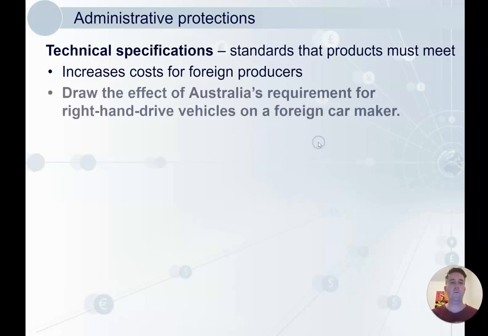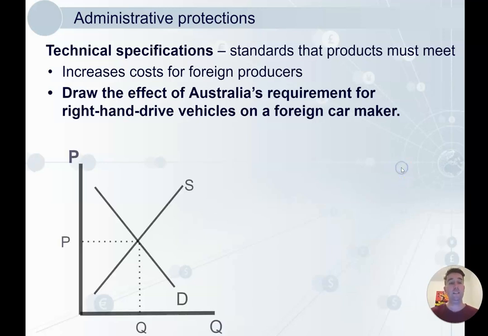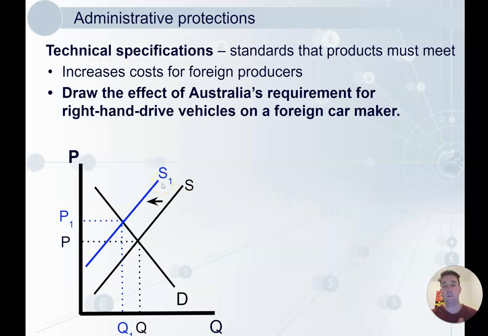Okay, so I want you to have a go. Draw the effect of Australia's requirement for right-hand drive vehicles on a foreign car maker. All right, so demand supply diagram, what's that going to do to a foreign car maker? Okay, this is what it's going to do. Demand supply diagram, boom, boom. It's going to decrease supply because it's going to increase their costs of production. It's going to be more expensive for them to make cars that match our market if all the other cars are for a left-hand drive market.